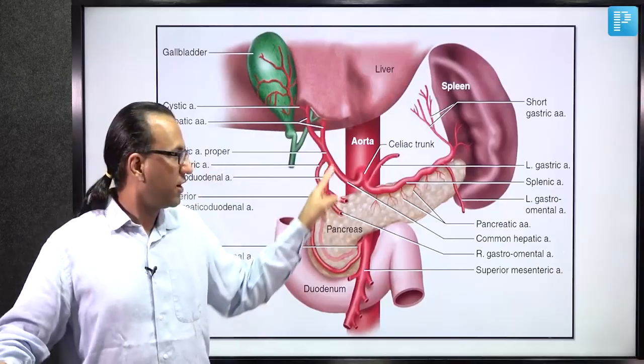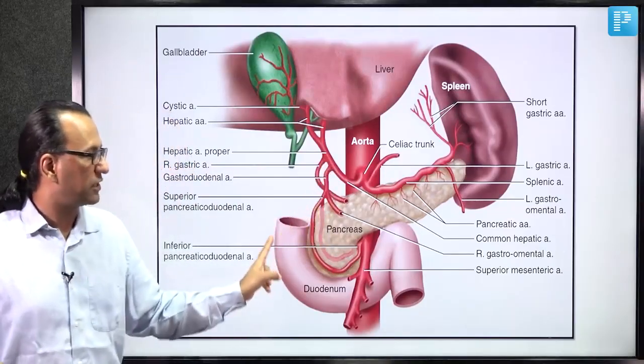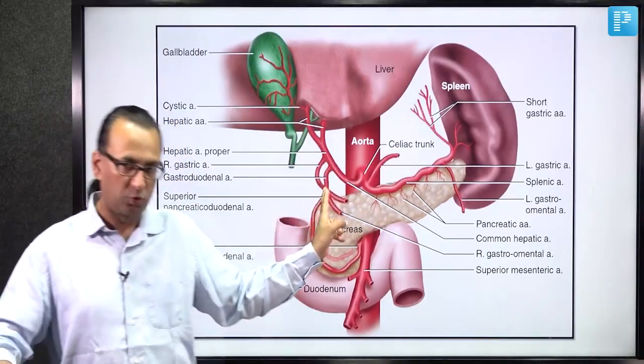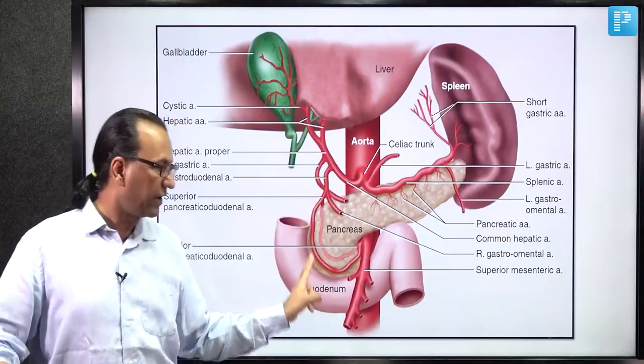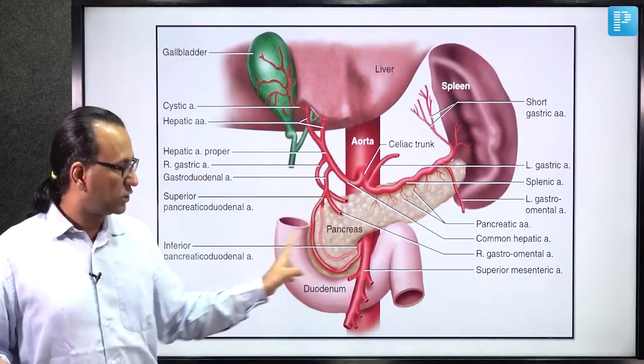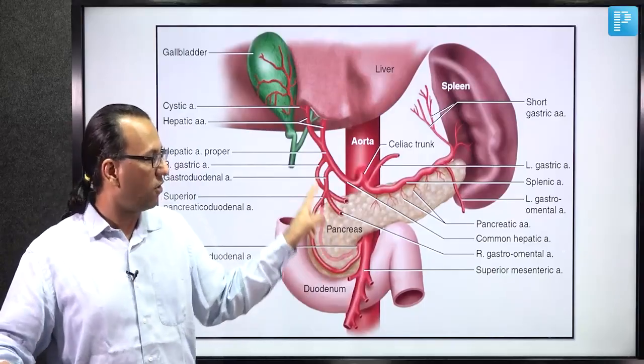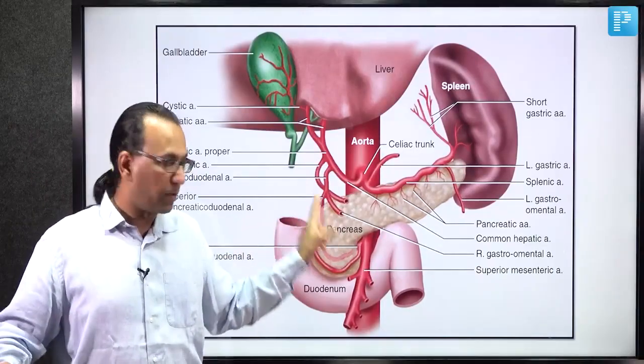Now this gastroduodenal artery, which is passing behind the first part of the duodenum, will be giving two branches. One is the superior pancreaticoduodenal artery, supplying the upper head of the pancreas and the proximal duodenum, whereas the other branch is called the right gastroepiploic artery.